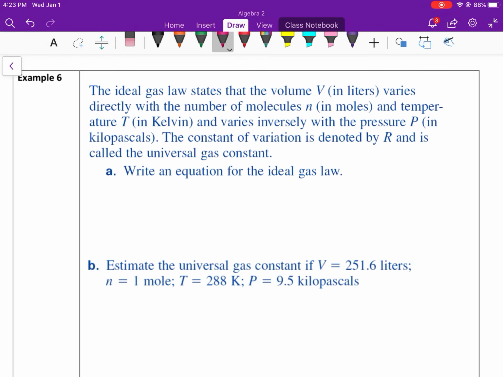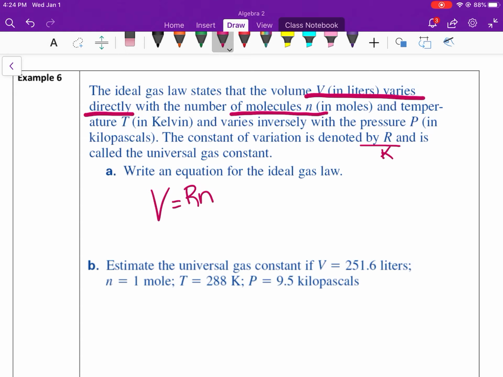Okay, we have one last example here. The ideal gas law states that volume in liters varies directly with the number of molecules and temperature and varies inversely with pressure. The constant of variation denoted by R is called the universal gas constant. So write an equation for the ideal gas law. So first, V varies directly with the number of molecules N. And remember the constant of variation is R. So that's usually our K, but this time it's R. So Rn.